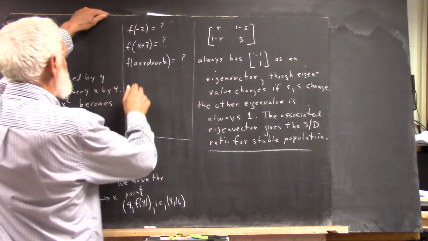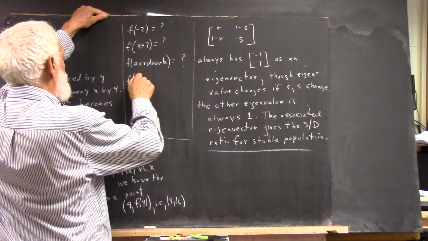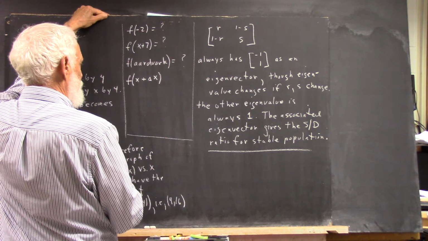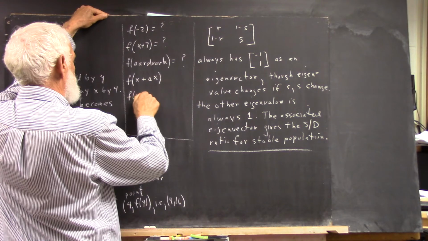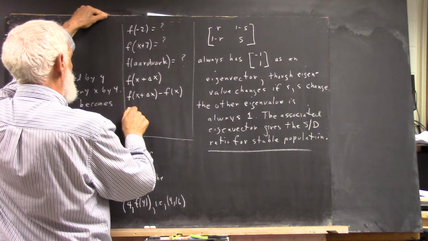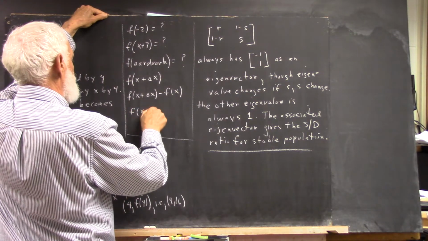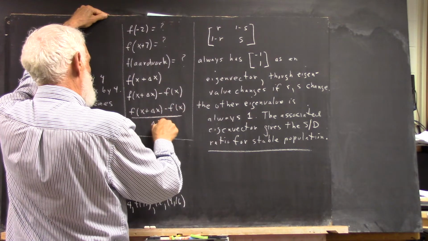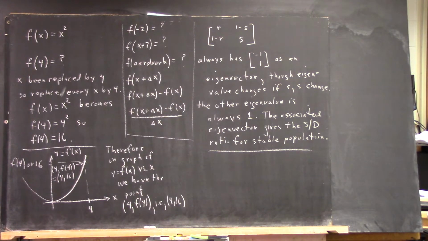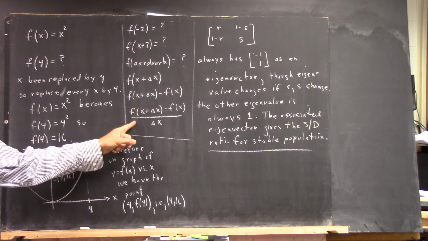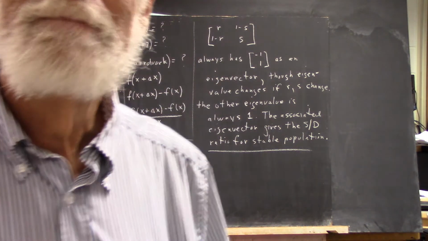How about f of x plus delta x? Or even f of x plus delta x minus f of x? Or even f of x plus delta x minus f of x, divided by delta x. And this one is really, really important. It's a foundation of calculus. See what you can do with these.